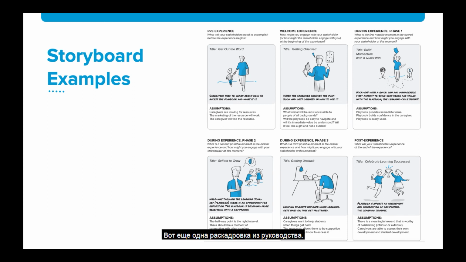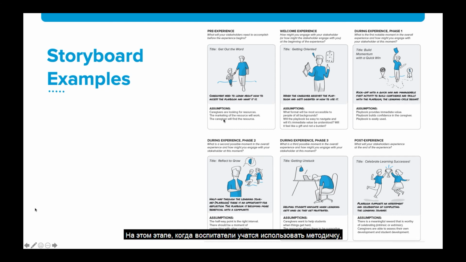Here is another storyboard that you can find in the guidebook. I'm not going to walk you through the details of this storyboard. I just want to highlight that usually, along with each picture, we also use the bottom part of our storyboard to capture possible assumptions. In this example, which is again about the playbook, we have some assumptions embedded in each frame.